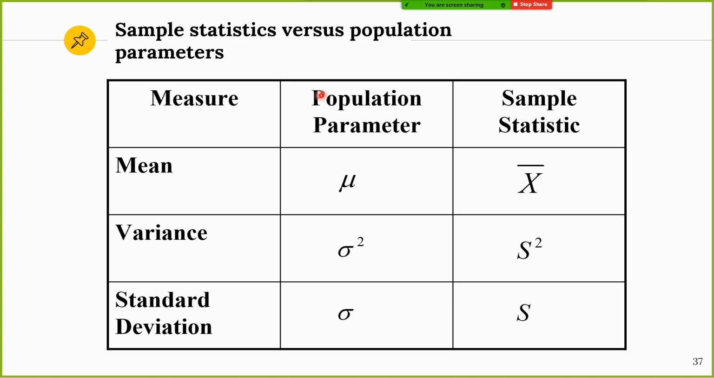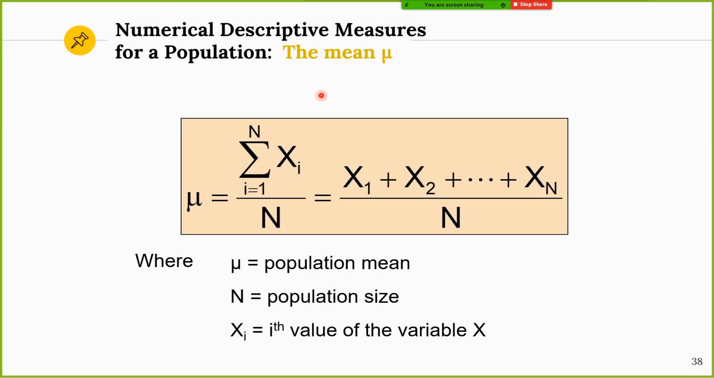Why do you need to create these different symbols? To make sure that this is the calculation for the population, and this is the calculation for the sample. So the statisticians try to use a different symbol for the parameter and for the statistic. Okay, so this is only the symbol. Let's continue.